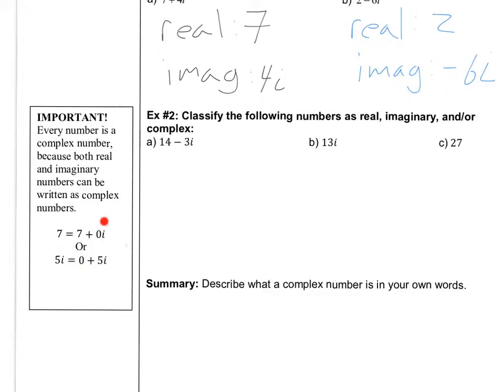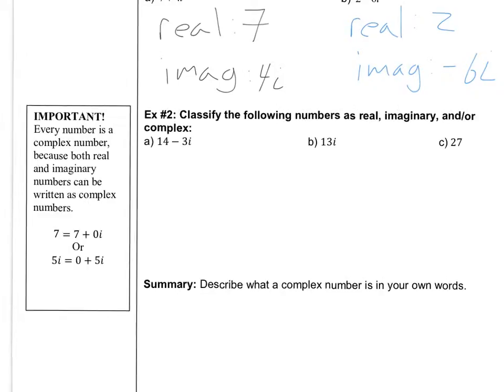So because of that fact, remember in these types of questions, complex is always going to be an answer choice. Always, always, always. So if I ask you if it's real, imaginary, or complex, and it's real, it's also going to be complex. Or if it's imaginary, it's also going to be complex. But if it's just complex, then it's just complex.